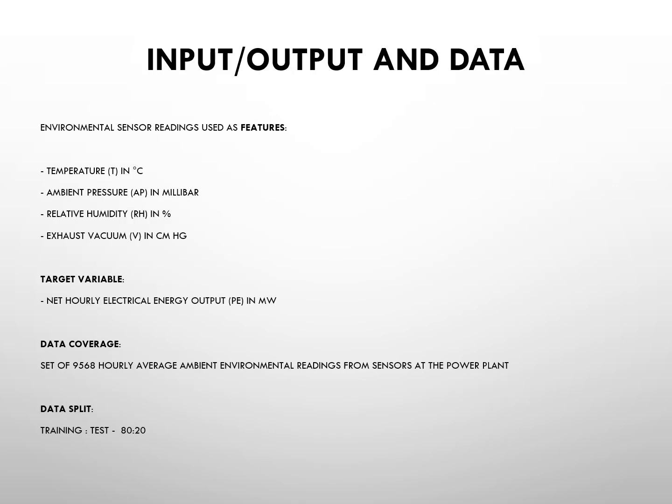Below are the four ambient environmental variables used as input features: temperature, ambient pressure, relative humidity, and exhaust vacuum. These variables directly influence turbine performance. The target variable is net electrical energy output measured in megawatts.